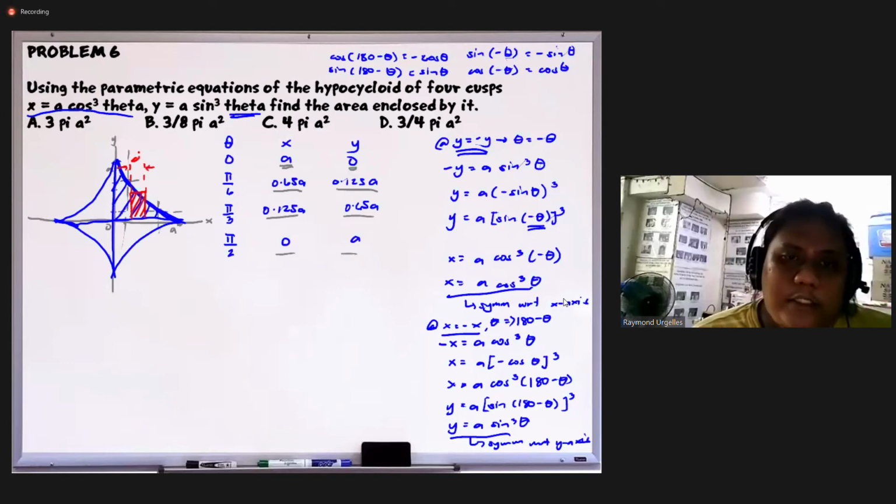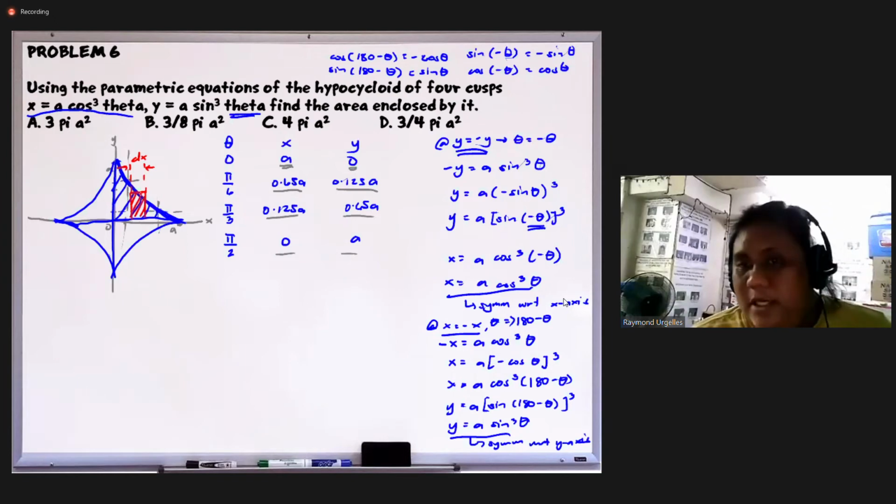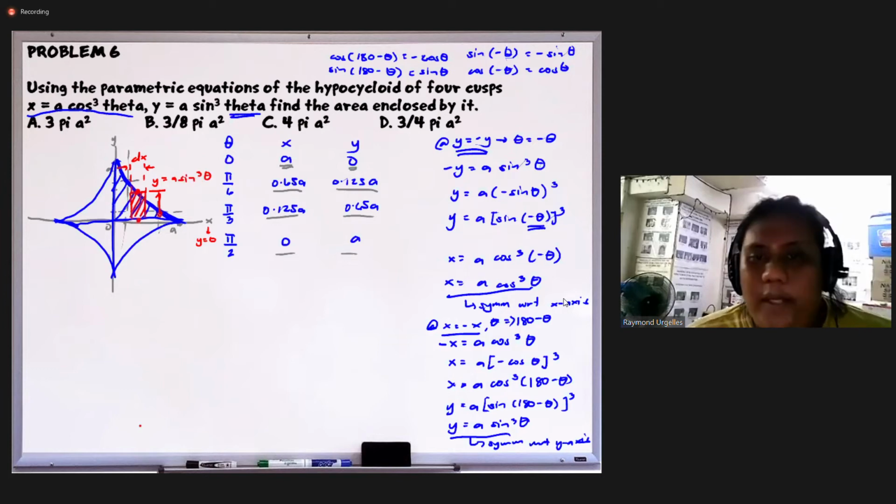So in the vertical strip, this will be dx, since it is along the x-axis. This is its height. We can see the boundaries of our height is the function itself. The lower boundary is the x-axis, which is y equal to 0. The upper boundary is given by y equal to a sine cubed of theta.